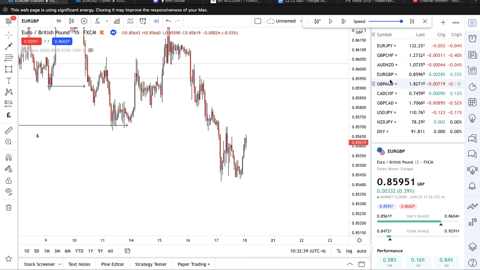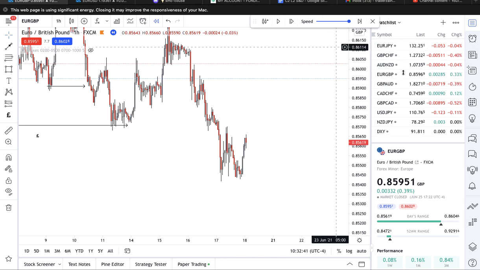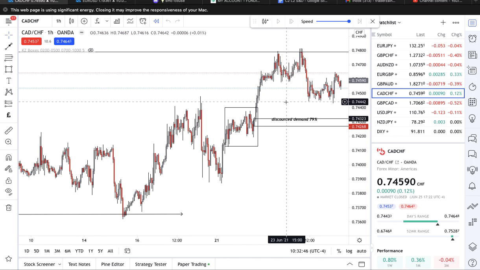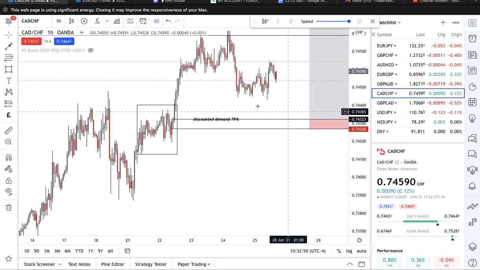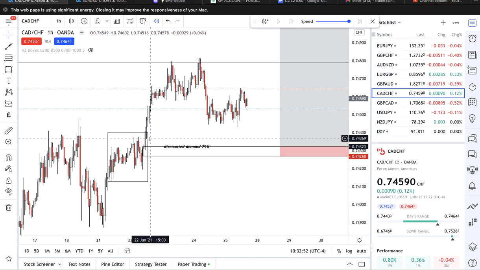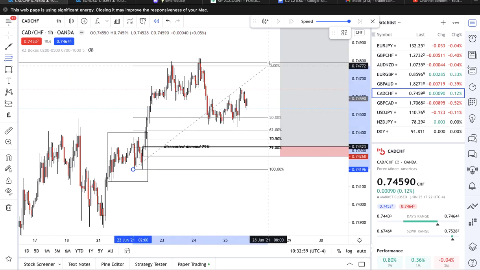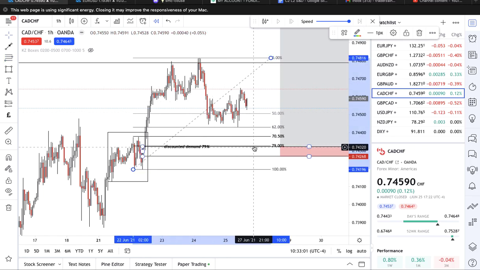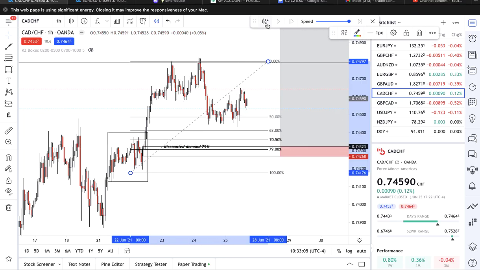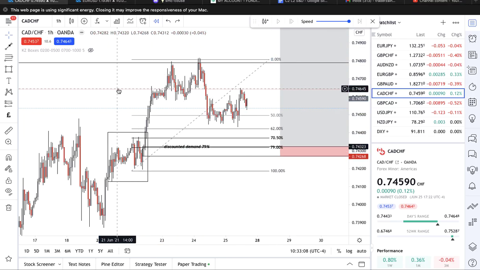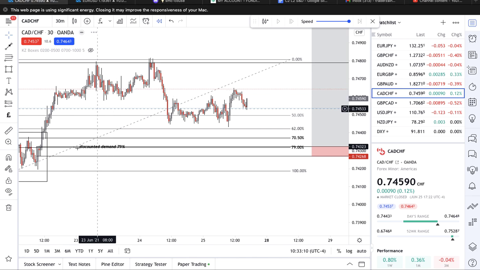And let's go for one more example. CAD CHF, do we have anything for that? No, I didn't take a trade yet, but I'm looking at this setup. Why am I looking at this setup? Simple. We have imbalance. We got that break of structure, right? And if we fib it up from the low to the high, what can we identify? A discounted demand, right?